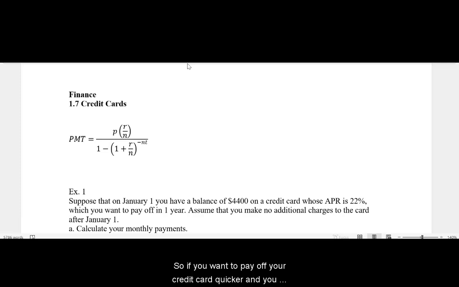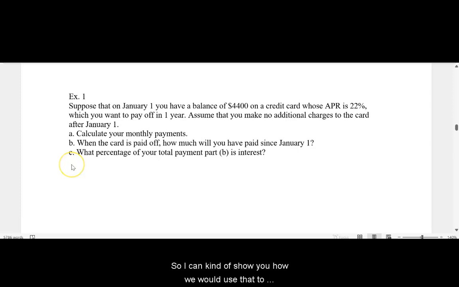So if you want to pay off your credit card quicker and you have a time frame as to when you want to have it paid off, then this is when you would be using that installment loan formula that we have been discussing. All right, so let me just show you. And again, that formula we're also using from the calculators.net website. Let's go to example 1 here so I can kind of show you how we would use that to figure out how we can pay off a credit card sooner by making set payments that would work with our goal rather than just making the minimum payment that we're given.